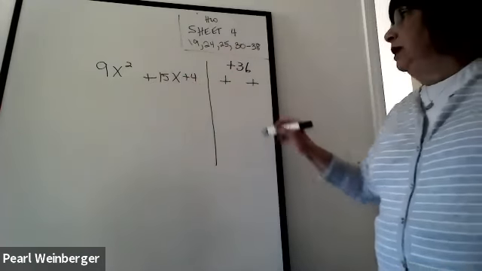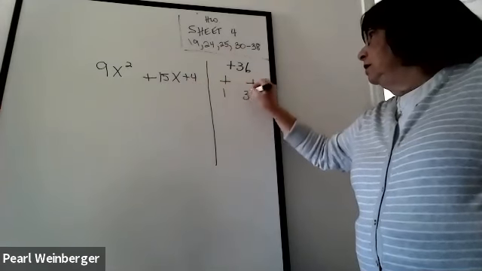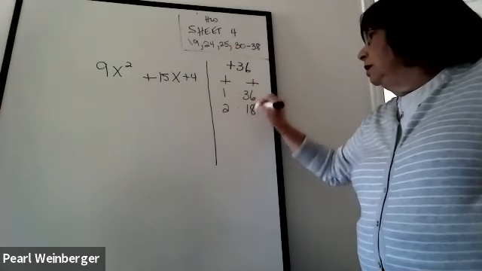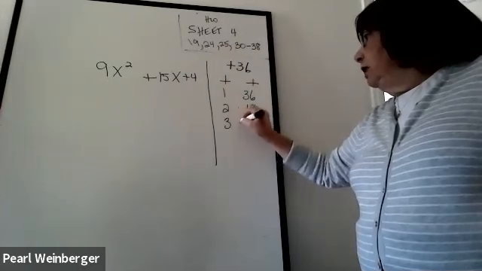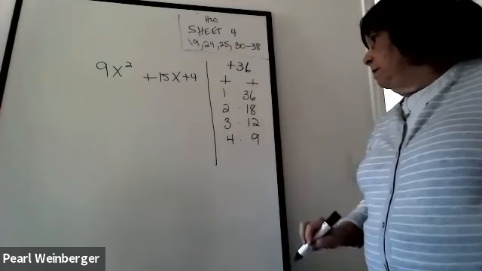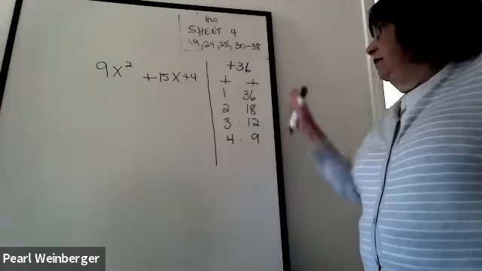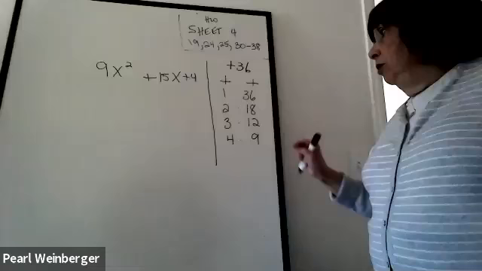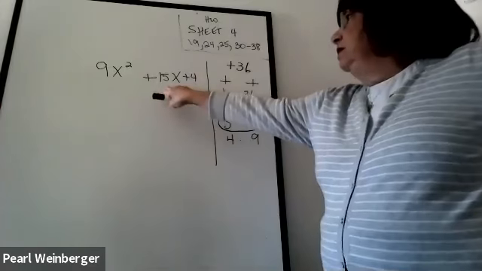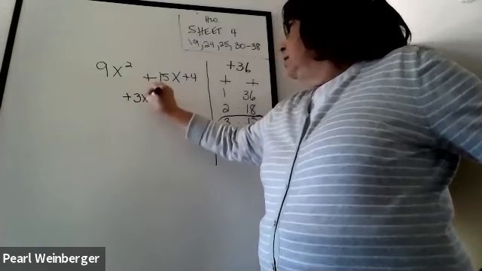So let's look through what we have when we multiply to 36. It could be 1 times 36. It could be 2 times 18. It could be 3 times 12. It could be 4 times 9. I think that's all the combinations. Of this group, the only ones that add to 15 are the 3 and the 12. In other words, I have to take this 15x and rewrite it as positive 3x plus 12x.